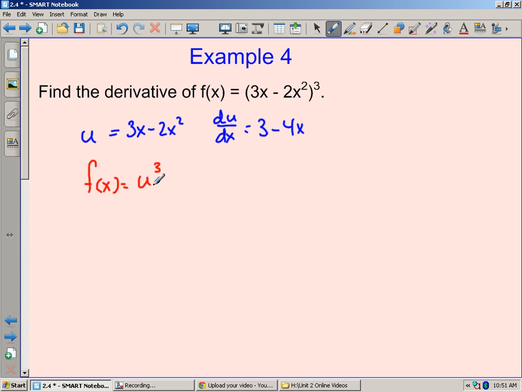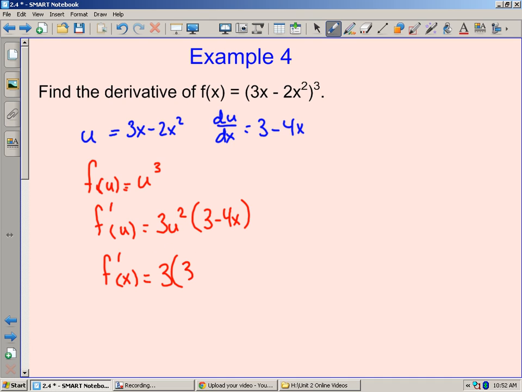And so when I take the derivative of u cubed, really it should be in terms of u, I shouldn't be writing it with x over there. I'm doing it in terms of u for proper notation, and so I will get 3u squared. And so now I have to take the derivative of u, which I already did, which was 3 minus 4x. And so my final answer, when I replace u with my x's, is 3 times 3x minus 2x squared times 3 minus 4x.